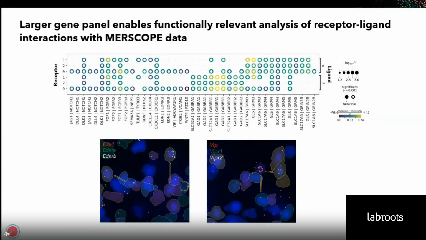For example, here are cells that express the EDN1 gene, which encodes the ligand endothelin-1, which can send signals to its nearby cells, which express two receptors of EDN1, EDNRA and EDNRB. As another example, here I show a VIP-positive interneuron can send signals to its adjacent cells, which express two different VIP receptors, VIPR1 and VIPR2.